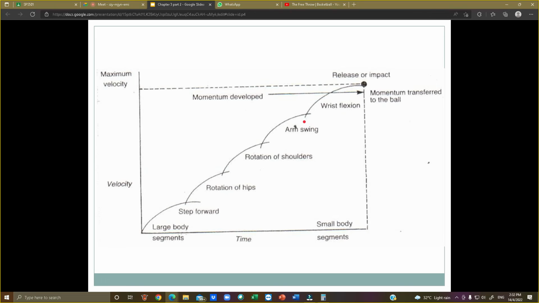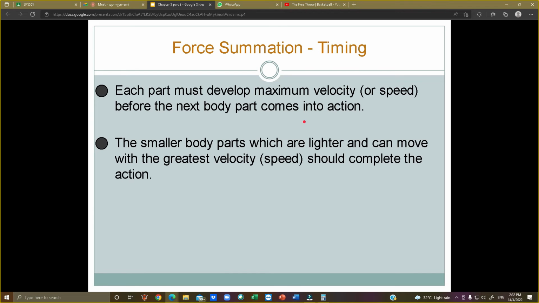So in order to get a good sequence and timing, you need to practice how to execute the skill as fluently as possible, because when you have a fluent skill execution, you are going to be called an energy efficient athlete. Means that you use less force in order to get a greater outcome. So if you invest more force towards the system, you are going to get much better compared to others. Ni adalah principle force summation.